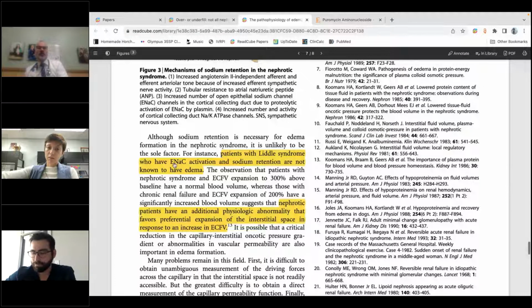And then they do say that, well, even though this is the strongest evidence we have, there are patients that have a genetic activation of the ENaC. So humans with Liddle syndrome have a spontaneous activation of those ENaC channels, and they have sodium retention and hypertension, but they're not edematous. So it is not the only explanation for why we might have edema if we have people with the same activation of that apical transporter who lack it.